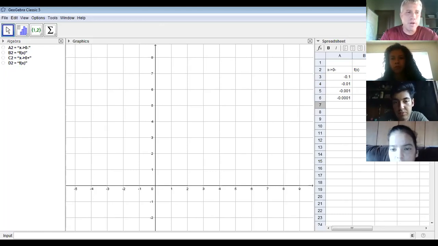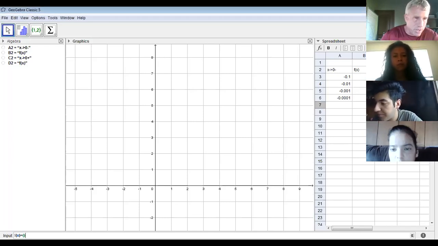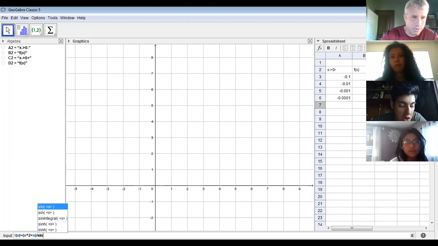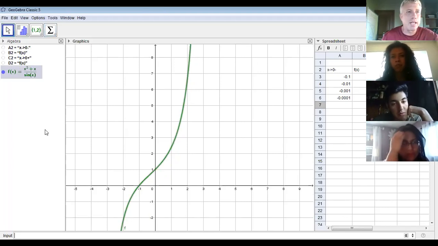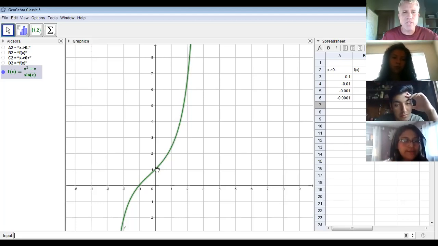So in the input bar, I can give the function a name, say f of x equals, and what was the function? It was x squared plus x over sine x. So I'm going to type that function in, x squared plus x, and then it's all over sine of x. So there's the function sitting right there. And you can see as x goes to 0, what are you expecting to get for the limit? As x gets close to 0 from both directions, what does it look like the limit is? 1. Looks like 1.